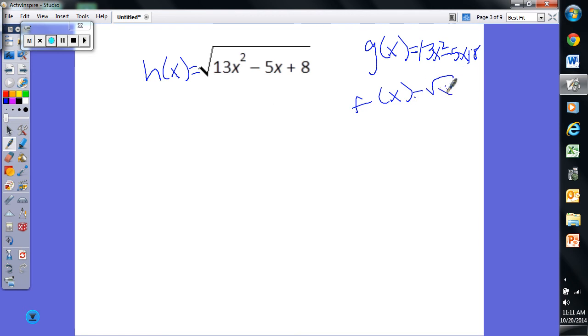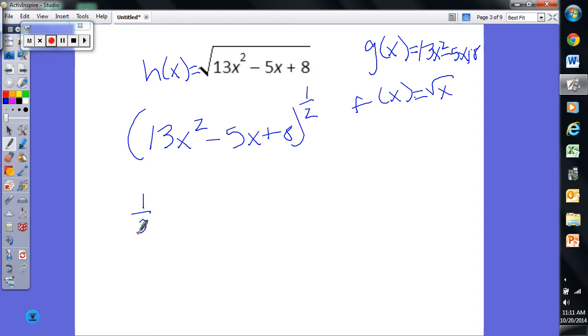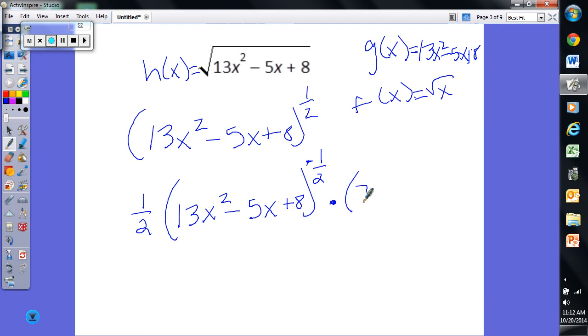So the derivative of the outside would be the derivative of the square root of x. So I'm going to write this like 13x squared minus 5x plus 8. If I had given you this problem last week, you would have said, oh, the derivative is 1/2 times 13x squared minus 5x plus 8 to the negative 1/2, which is true, except now you have a function within a function, so you have to multiply by the derivative of the inside.